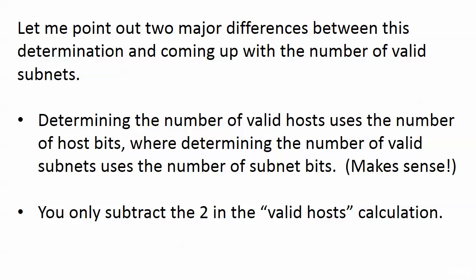Now, 2 big differences between this determination and coming up with the number of valid subnets. It makes sense, but I'm going to point this out anyway. When you're determining the number of valid hosts, you need to know how many host bits you have. When you're determining the number of valid subnets, you need to use the number of subnet bits you have.